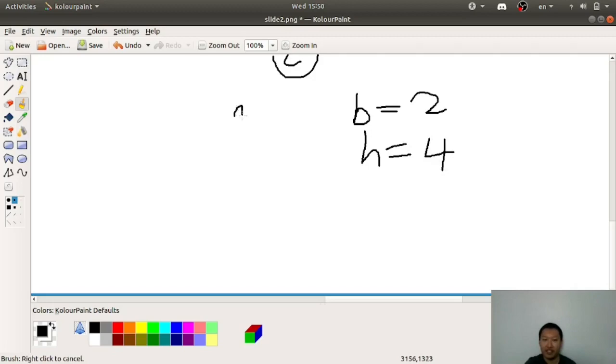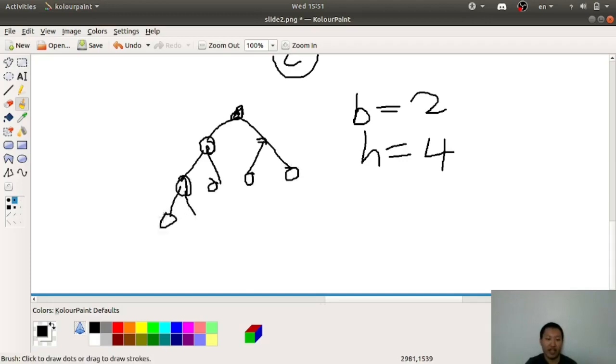So we start with a single node at the top. And then that can branch out a maximum of 2 times. So let's say it branches out twice, and now each of these nodes can branch out twice. So it can look something like this. And you'll notice that the number of nodes we have at each level doubles. So let's do it again. Now we have 8 nodes at this level. So it went 1, 2, 4, 8.